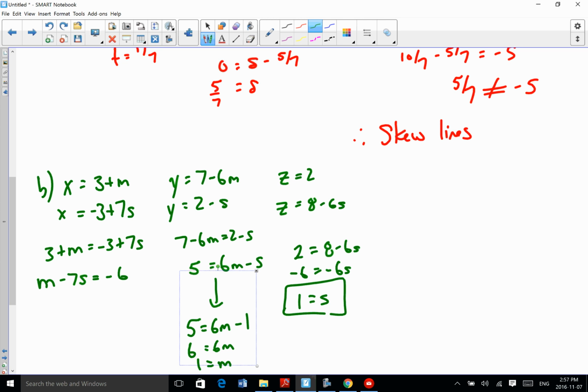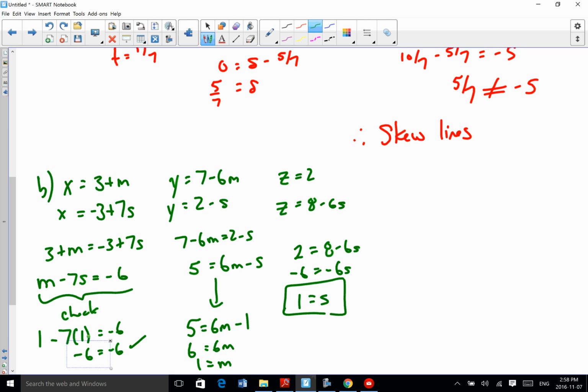And then take those 2 and check the third. So our check is 1 minus 7s, s is 1, equals negative 6. Okay, negative 6 equals negative 6. Hey, I got the right values. My s is 1, my m is 1. Those will work. These things intersect at some point.